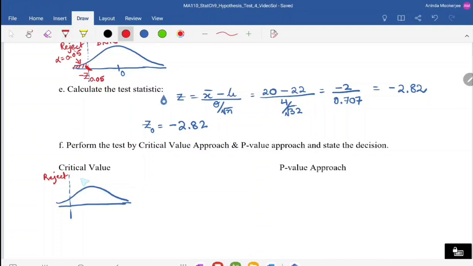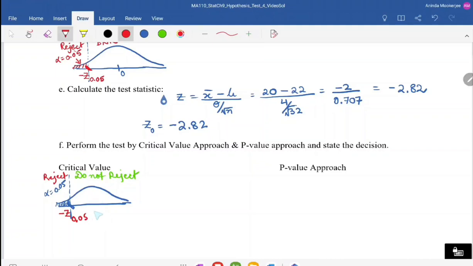The other area is the do not reject region. The reject region has an alpha value, the area under the curve, of 0.05. And therefore, the cutoff, which is also the critical value, is negative z of 0.05.